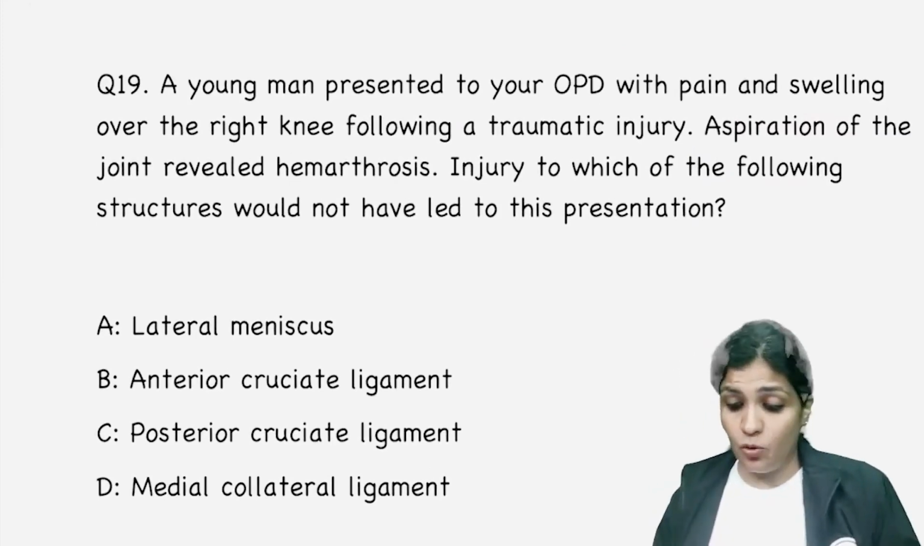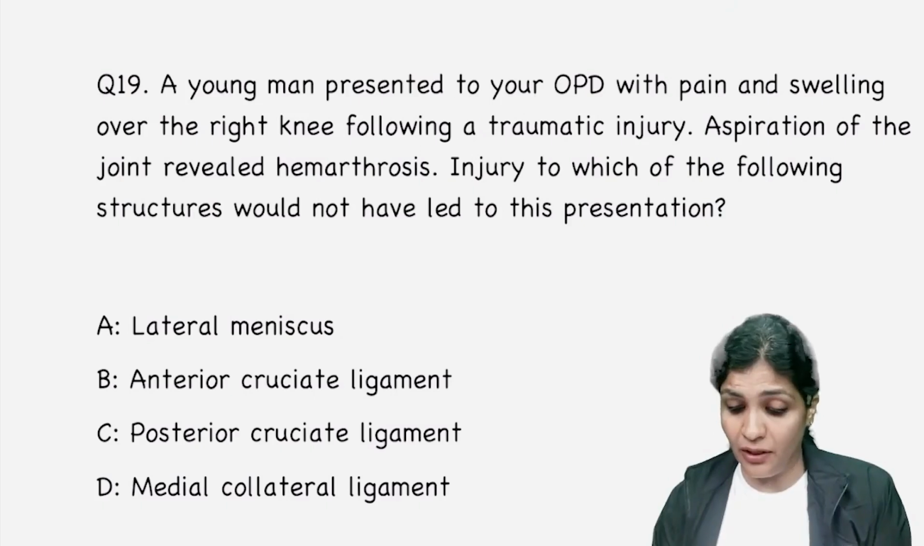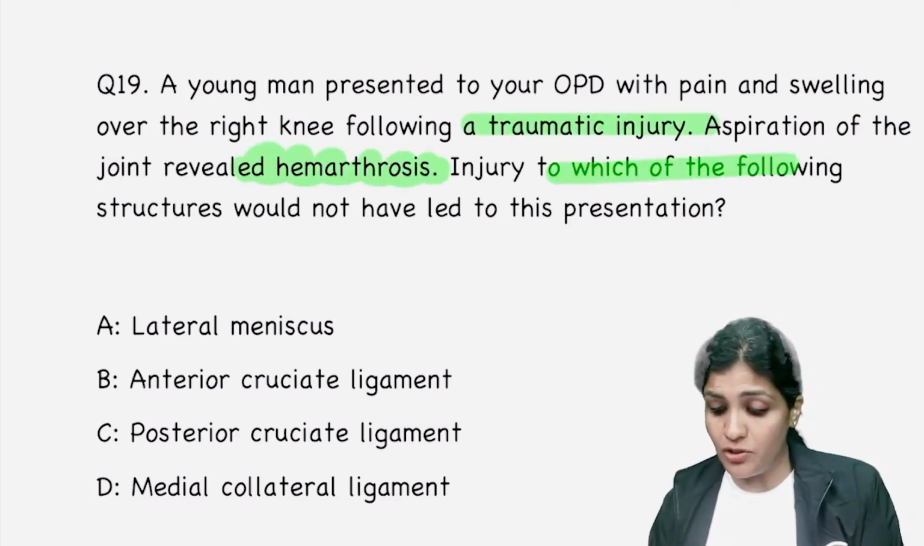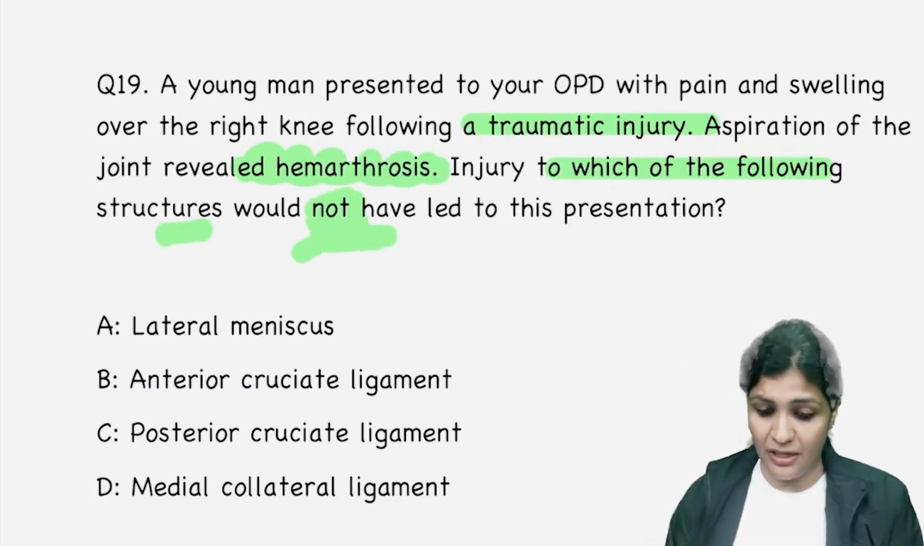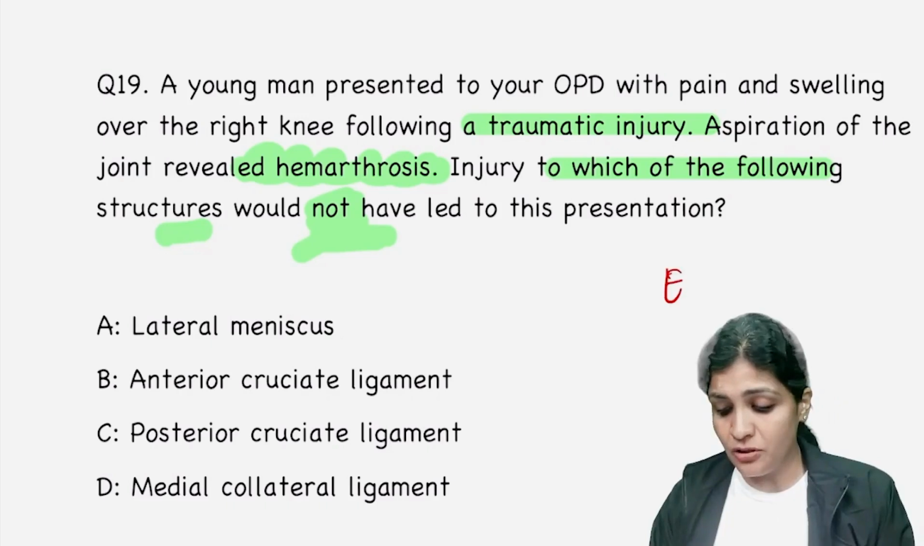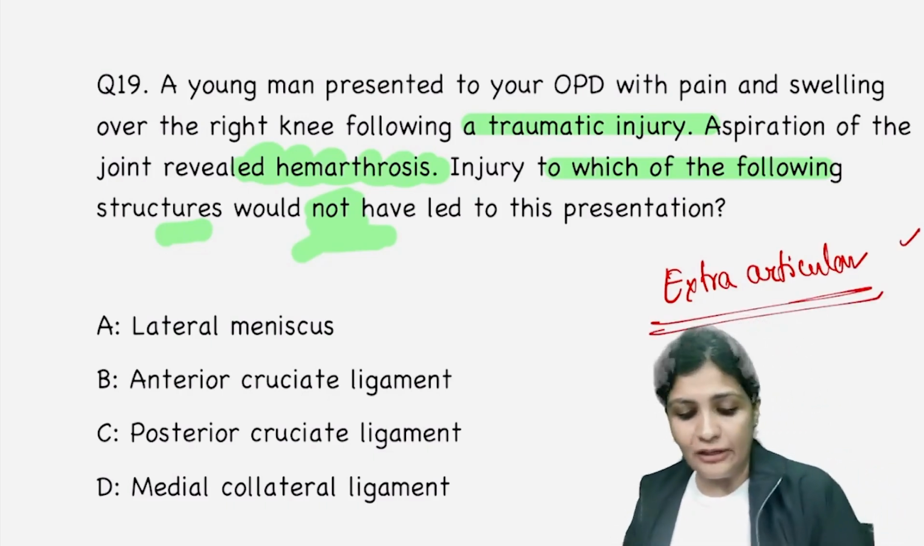A young man presented to the OPD with pain and swelling over the right knee following a traumatic injury. On aspiration, he revealed hemarthrosis. Injury to which of the following structures would not have led to this presentation? That means they are asking you which of the following are extra-articular and which are intra-articular. So not hemarthrosis, so they cannot lead to hemarthrosis.